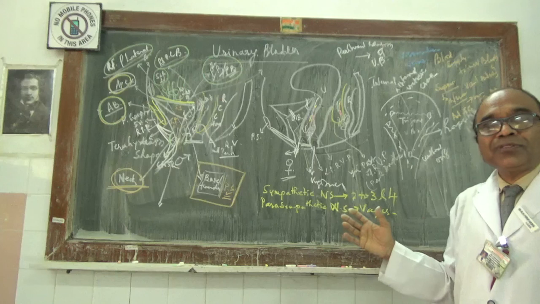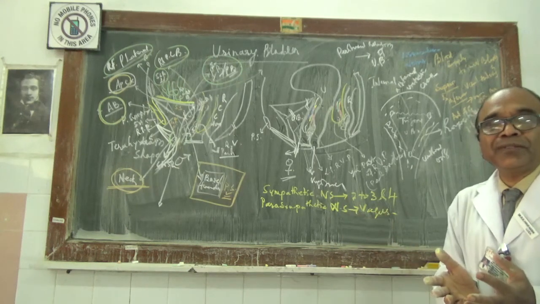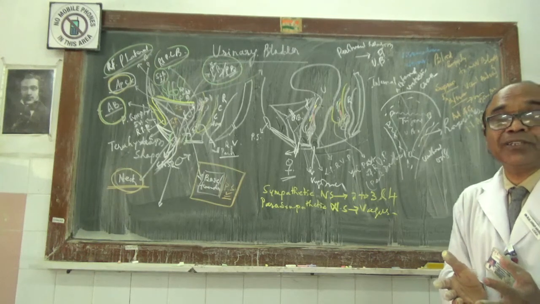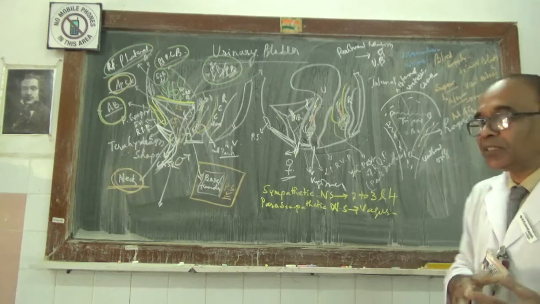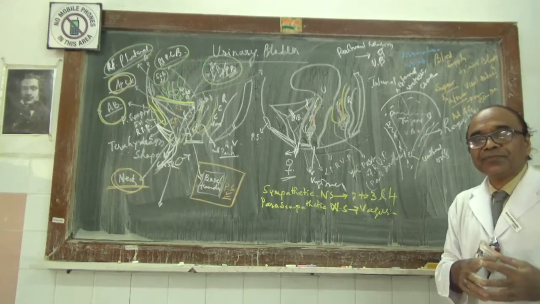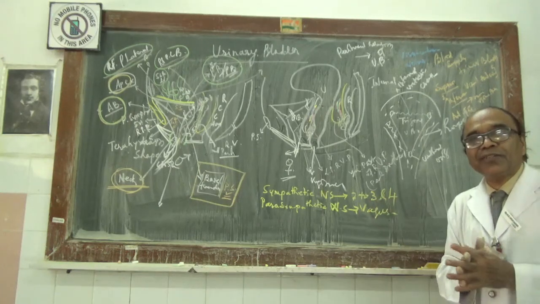Dilatation is by what? And then contraction is by what? Filling and the emptying mechanism. So those go in favor of sympathetic and the parasympathetic. So this is what you will get for the nerve supply.